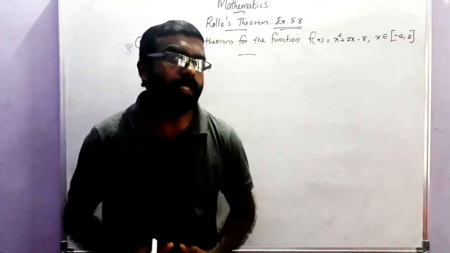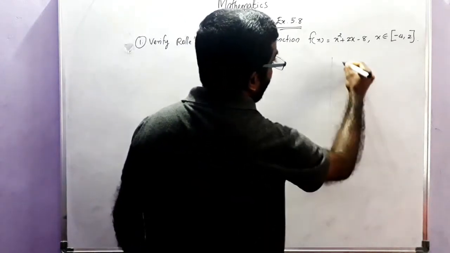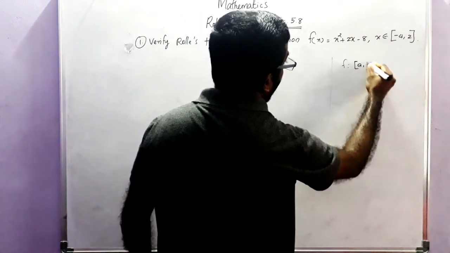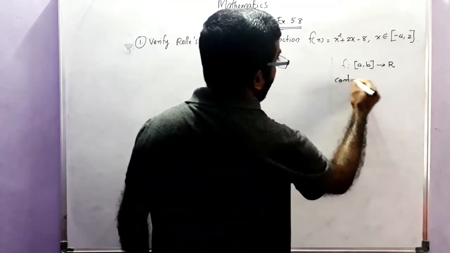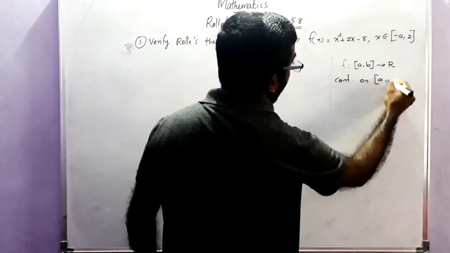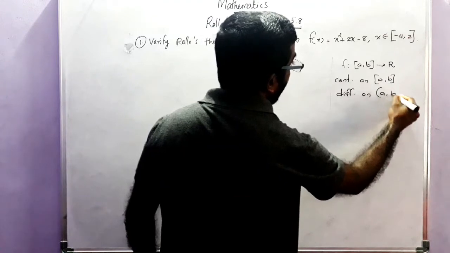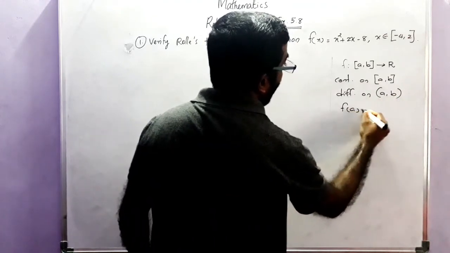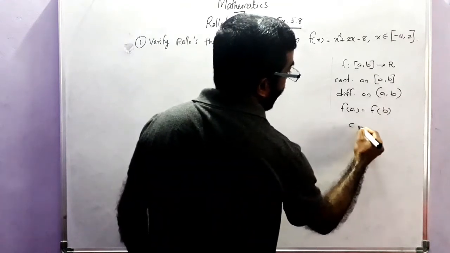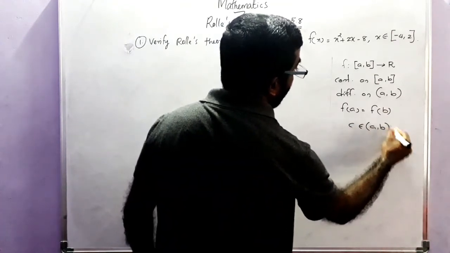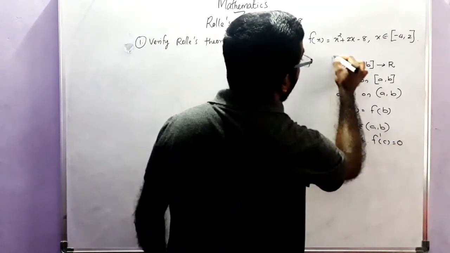Before that, let us have a quick review of Rolle's theorem. Rolle's theorem states that f from closed interval ab to R be continuous on closed interval ab, differentiable on open interval ab, such that f of a is equal to f of b. Then there exists some c belongs to open interval ab such that f dash of c is equal to 0.